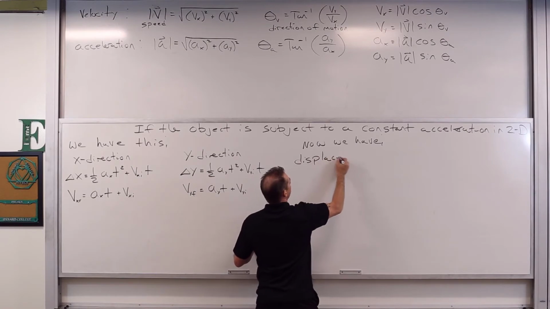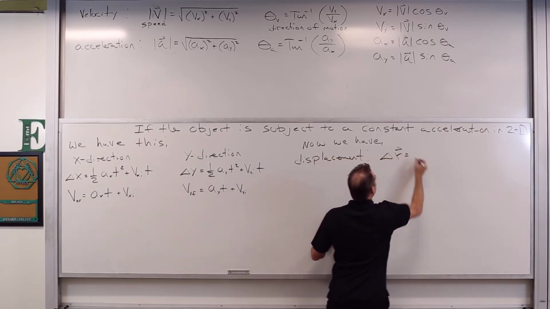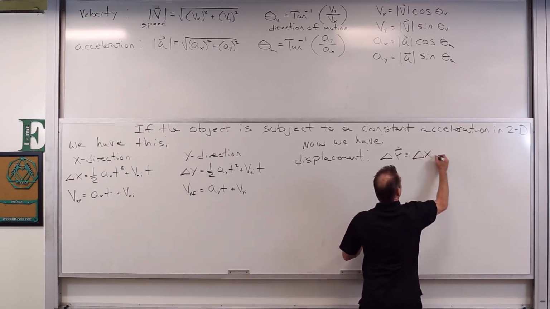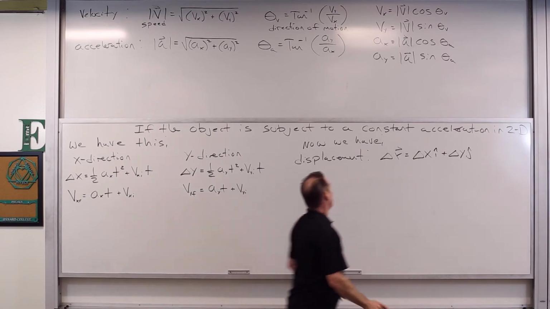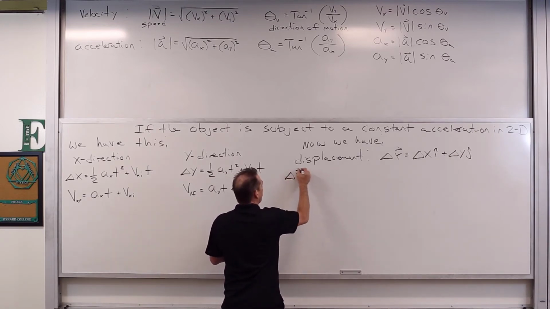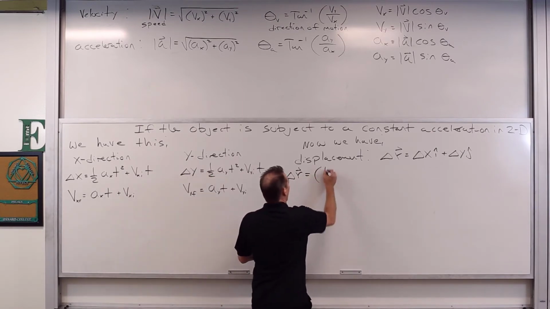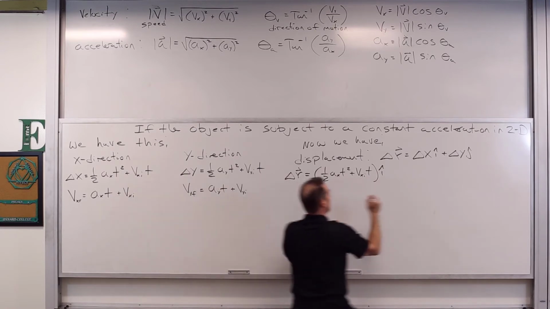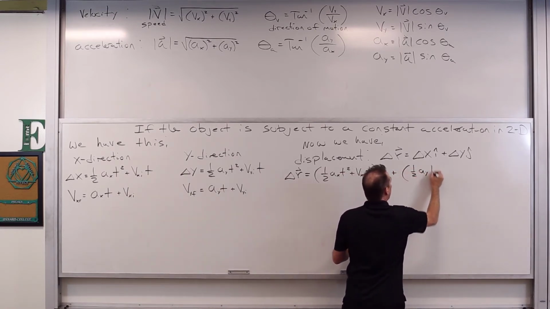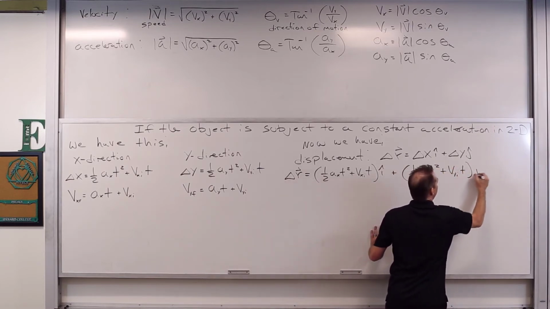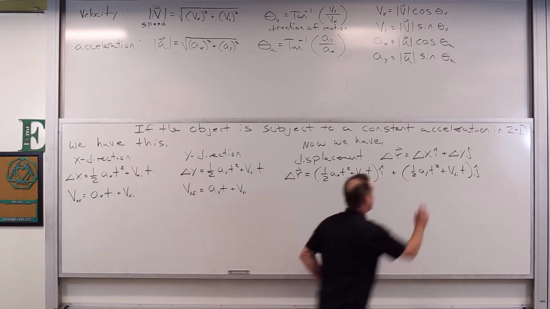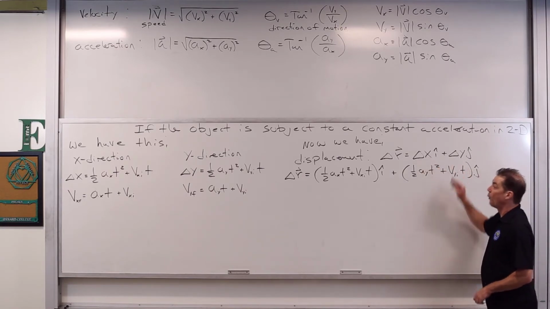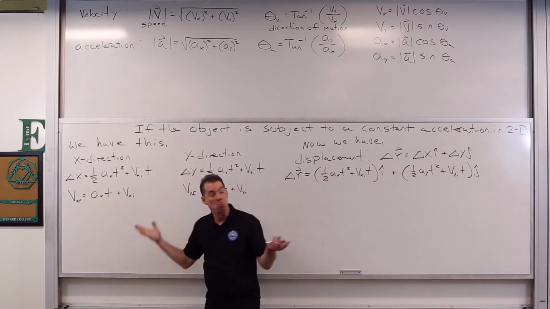Now we have displacement. Delta r hat is going to be equal to delta x i hat plus delta y j hat, which then expands out. Delta r hat would then be equal to 1/2 ax t squared plus v xi times t, that quantity in the i hat direction, plus 1/2 ay t squared plus v yi times t j hat. That looks a little bit different than just delta x i hat plus delta y j hat, right? Because we have specific forms now of the expressions for delta x and delta y under the contingency of a constant acceleration. This is what we get out of it.